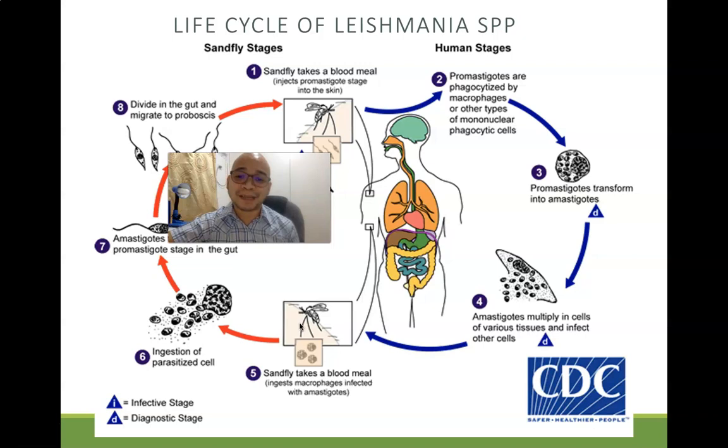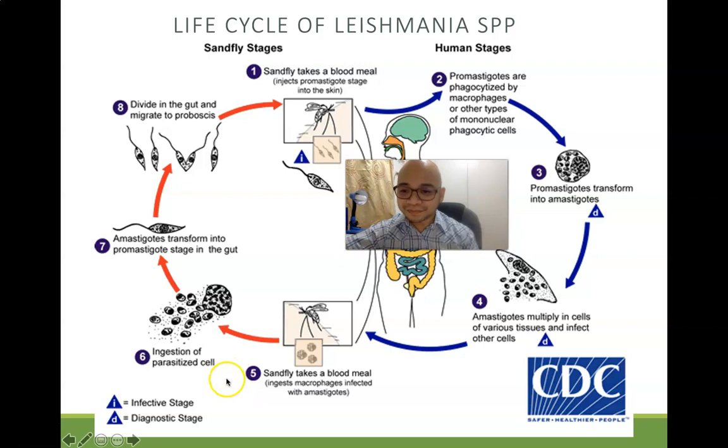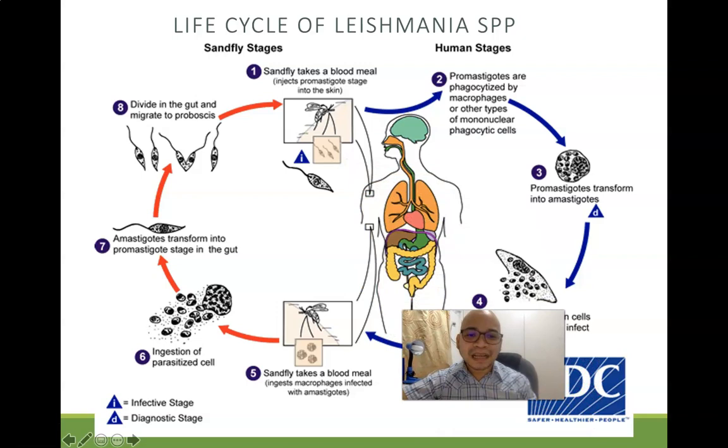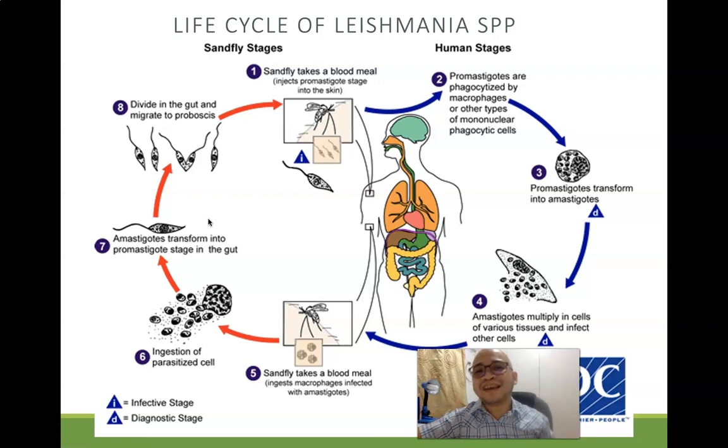So the sandfly will take a blood meal, and eventually it will ingest macrophages that have been infected with the amastigote. The ingestion of the parasitized cell will allow transformation from an amastigote to a promastigote in the gut, meaning while in the midgut, inside the intestine of the sandfly. We call it midgut in the case of the sandfly. From the midgut, they will actually go to the proboscis, and then be ready to infect another human. So that is the life cycle of Leishmania.